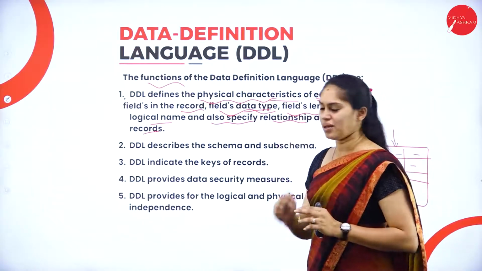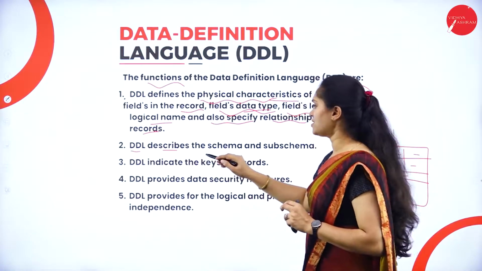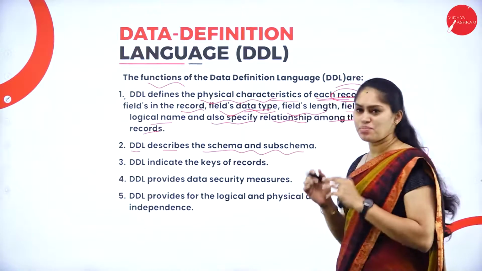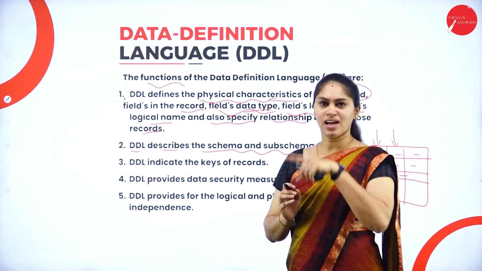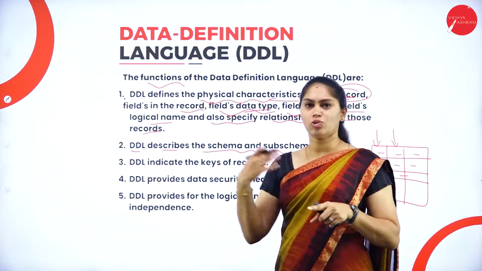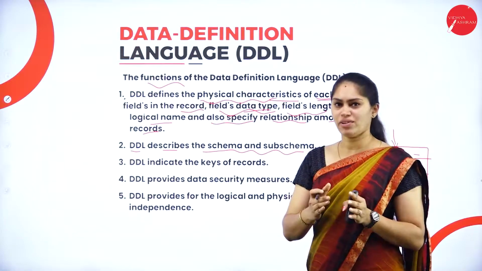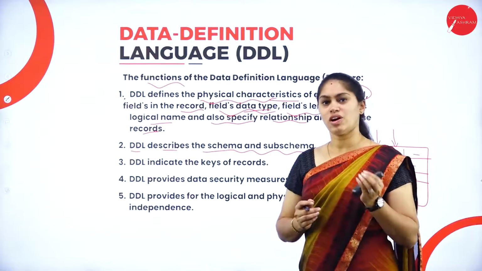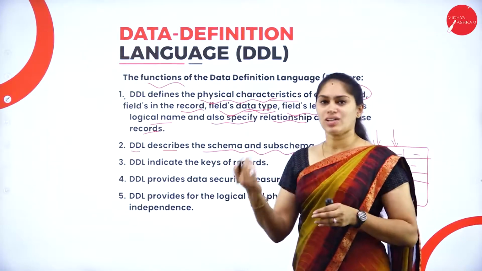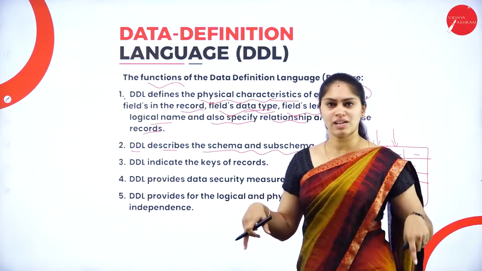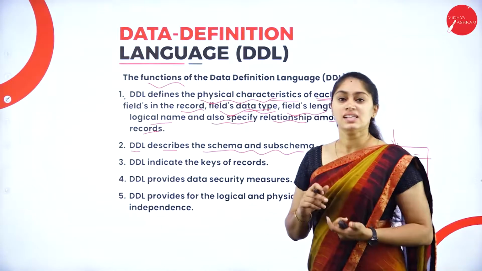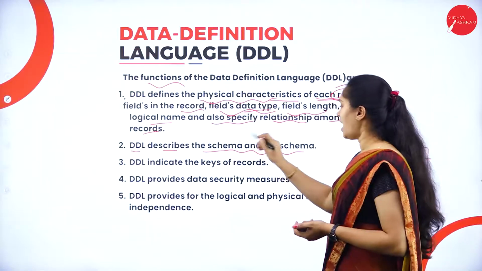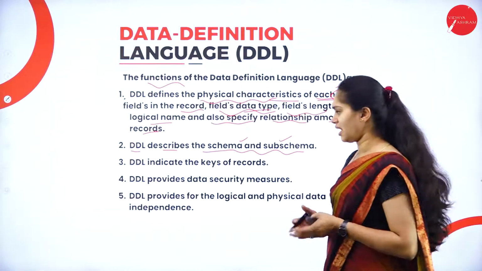the table. And also DDL defines or describes the schema and sub-schema. So schema is the complete table: what the table consists of, how many fields we have, the number of records we have, what each record consists of, what its characteristics are, and what constraints we have. All those are specified as a schema, so DDL defines the schema as well as the sub-schema.